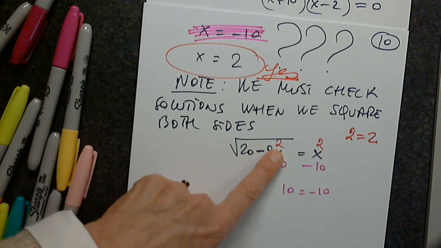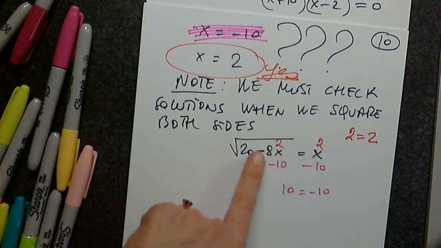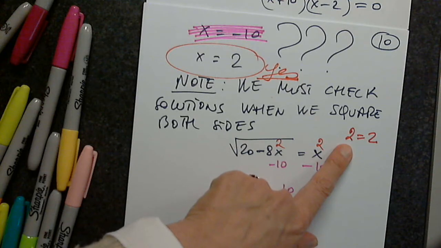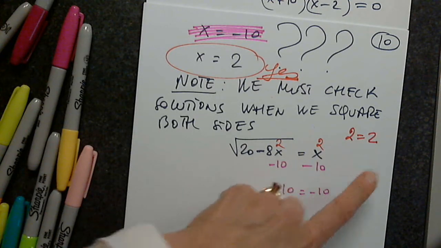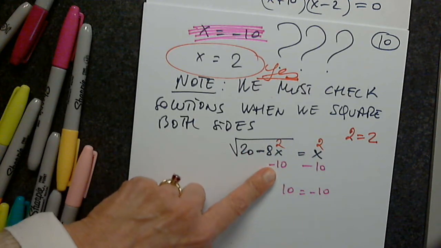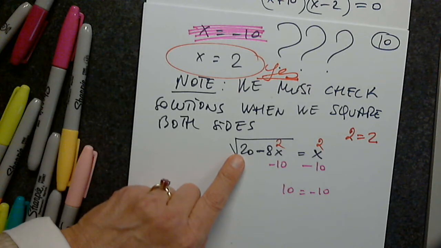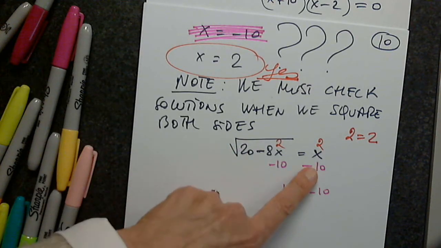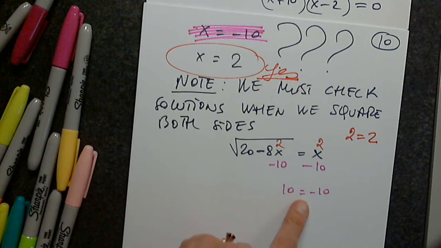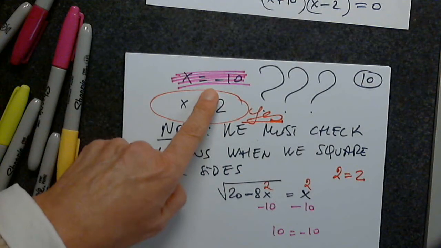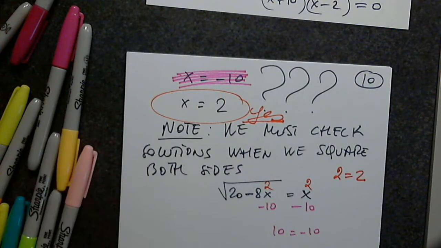Negative 8 times 2 is negative 16. 20 minus 16 is 4. The square root of 4 is 2. And the right-hand side is 2. Negative 8 times negative 10 is positive 80. 80 plus 20 is 100. The square root of 100 is 10. But the right-hand side is negative 10, and this is false. Therefore, we have to go back and say no way. This solution is called an extraneous solution.